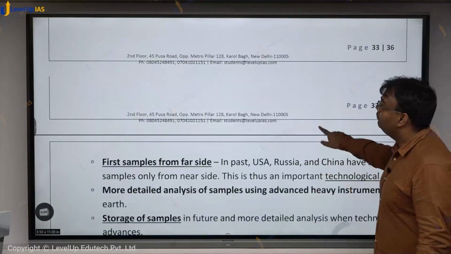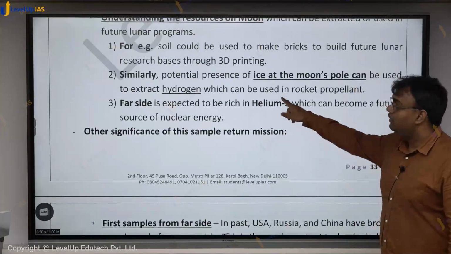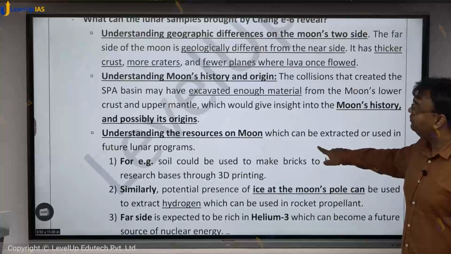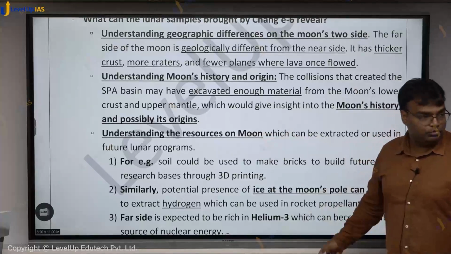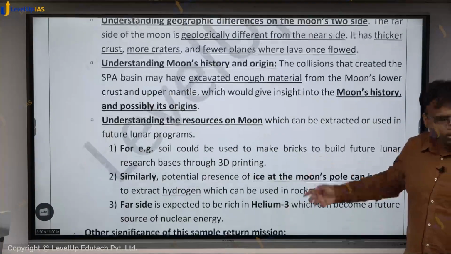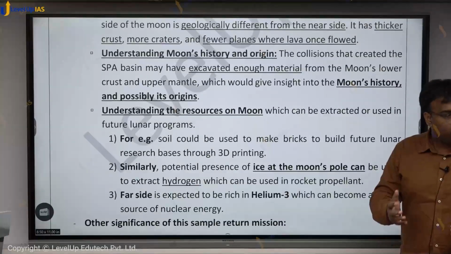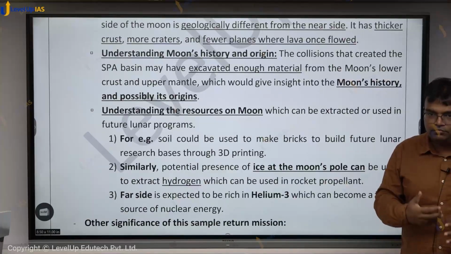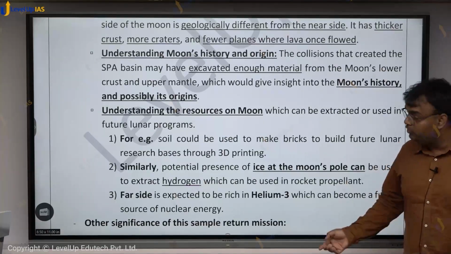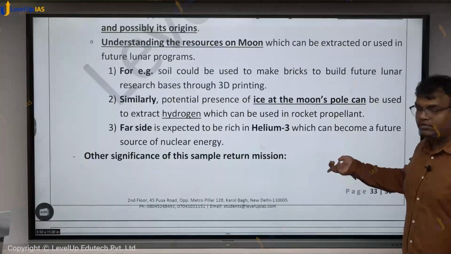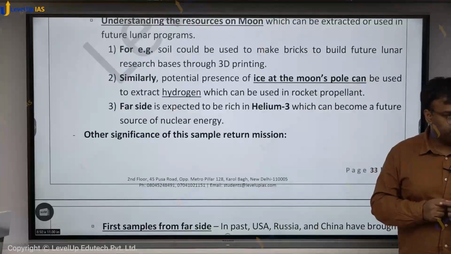Then what did we speak about? कि resources on the moon, है ना? Resources कौन से हैं? What kind of soil, what kind of rock is there? What kind of water is available in that side, and will we be able to use it? And finally, helium-3, है ना?